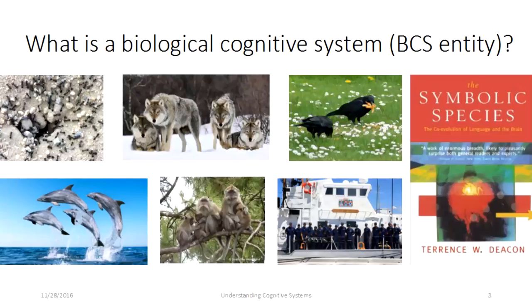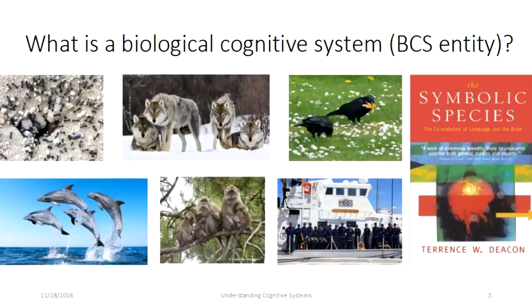So let's begin by talking about what is a biological cognitive system entity. As we look at these pictures here, we see ants, wolves, crows, dolphins, monkeys, and people. And in the book The Symbolic Species by Terrence Deacon, subtitled The Coevolution of Language and the Brain, we can understand that in all of these different biological cognitive systems, each of the individual entities has a brain, but it's really the interaction of multiple individuals with brains, through some sort of symbol system, in the case of the ants a chemical symbol system, that allows them to develop, to learn, and to do more and more sophisticated tasks.